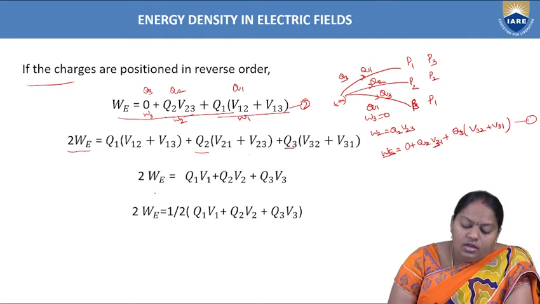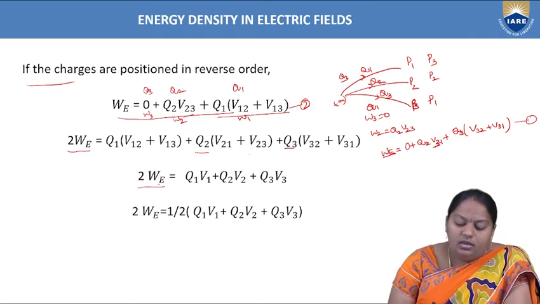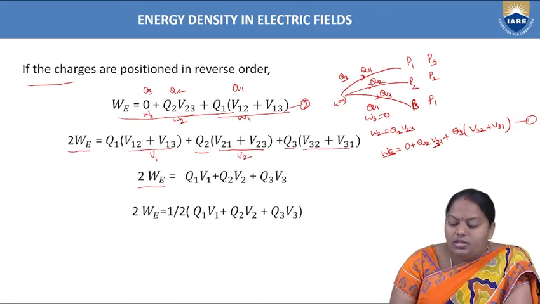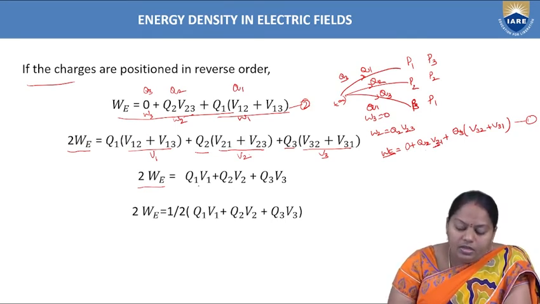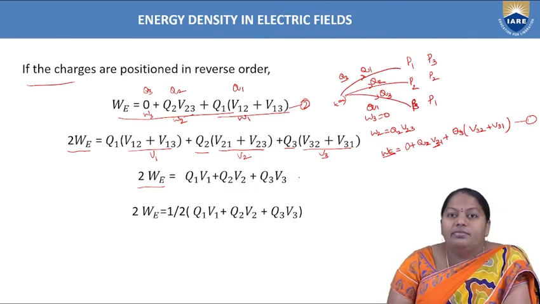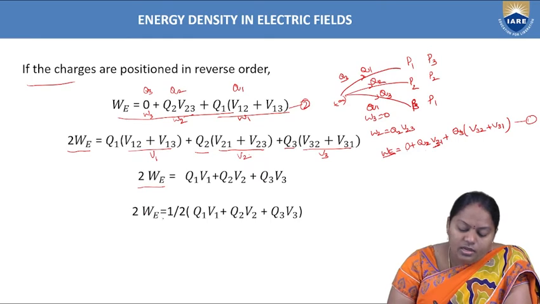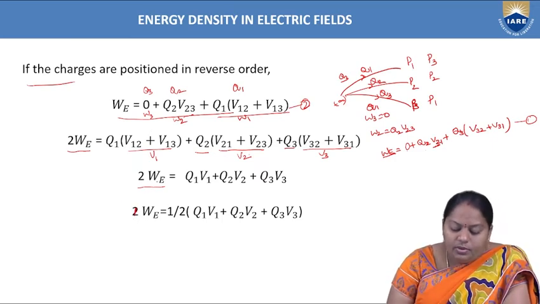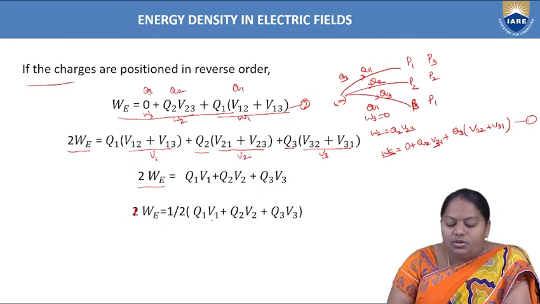Now in short we can write this as 2WE equal to Q1, where V12 plus V13 collectively can be written as V1, and V21 plus V23 can be written as V2, and V32 plus V31 can be written as V3. Then, with these replaced, 2WE equal to Q1 V1 plus Q2 V2 plus Q3 V3. Then from this, WE equal to 1 by 2 into (Q1 V1 plus Q2 V2 plus Q3 V3).